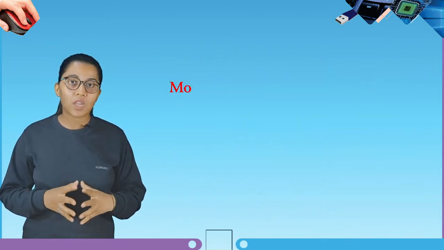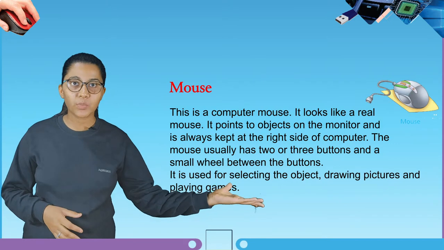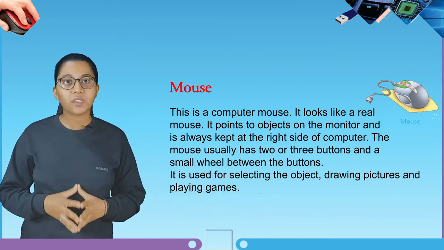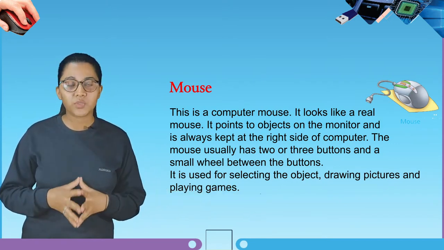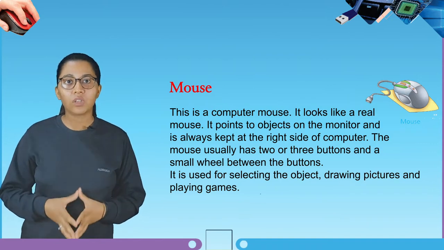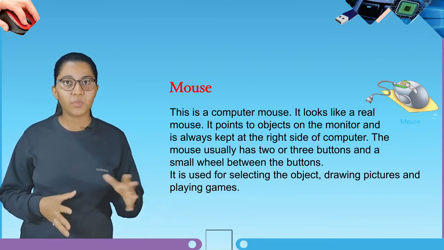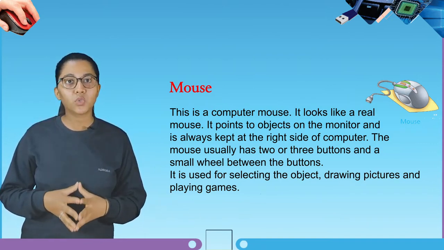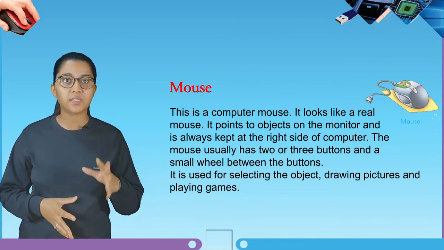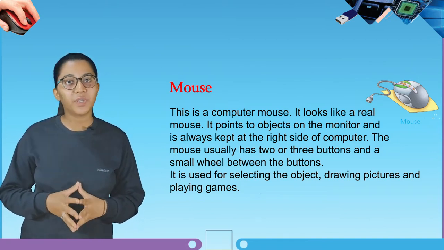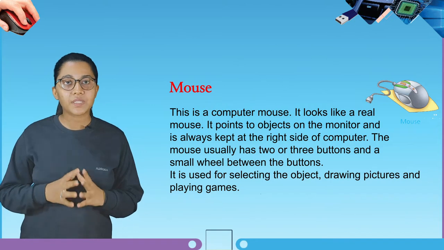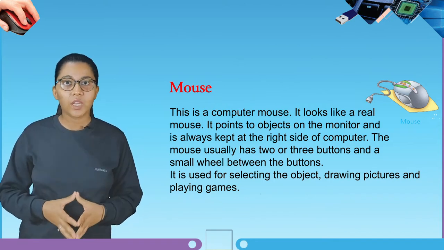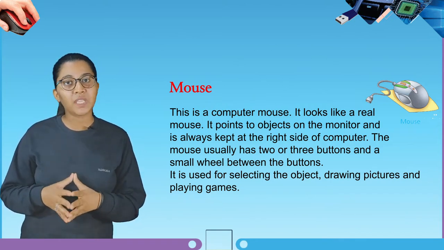So students, now we have a mouse. This is a computer mouse. It looks like a real mouse. It points to objects on the monitor and is always kept on the right side of a computer. The mouse usually has 2 or 3 buttons and a small wheel between the buttons. It is used for selecting objects, drawing pictures and playing games.